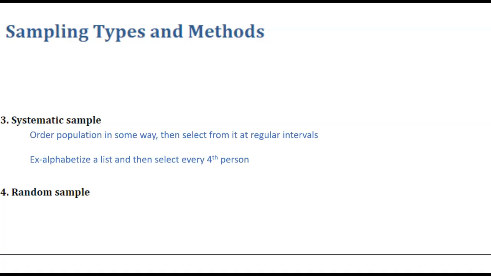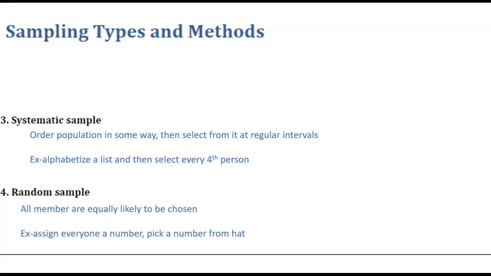Continuing these methods, a systematic sample is when we order the population in some way and then select from it at regular intervals. For example, if we chose every 4th person in an alphabetized list. In a random sample, all members are equally likely to be chosen. You assign everyone a number and then you pick a number from a hat. So those are the 4 different ways that we can decide who is picked and how they get picked.